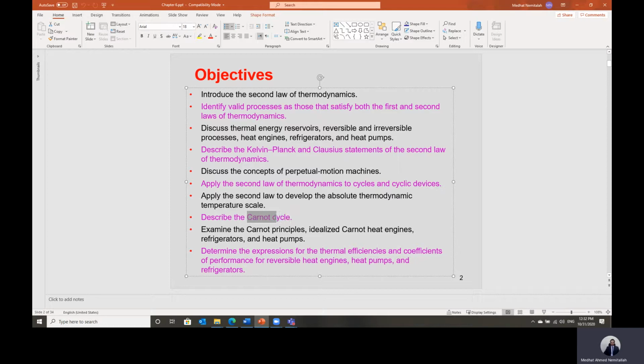All processes are reversible. Reversible means we don't have any kind of losses within the system. So that means the efficiency of the system should be maximum in this case. Then we can apply the Carnot cycle for heat engine, refrigeration, and heat pump. Then we can calculate the maximum efficiency of those systems. Then we can compare it with the actual value.